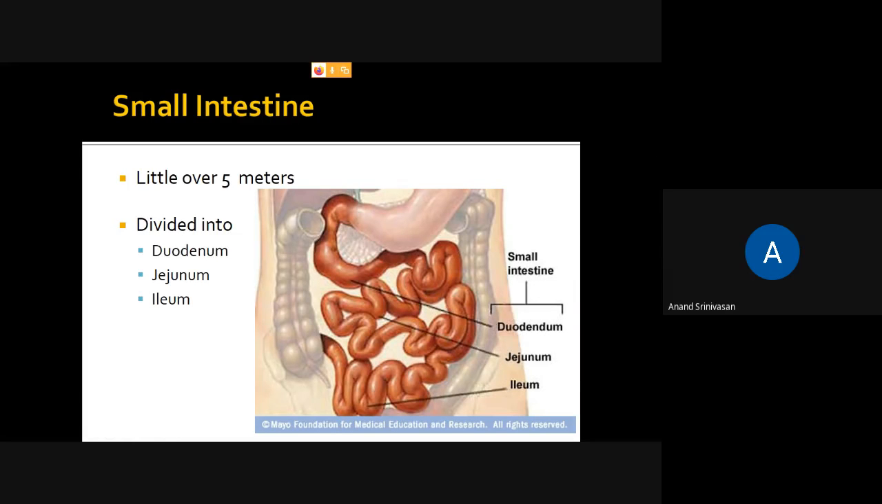The next one is the small intestine. It is approximately 5 meters long, and it is divided into duodenum, jejunum, and ileum. After the stomach pylorus part, next comes the duodenum. After the duodenum is the jejunum, and after the jejunum is the ileum. So these are the three parts of the small intestine.